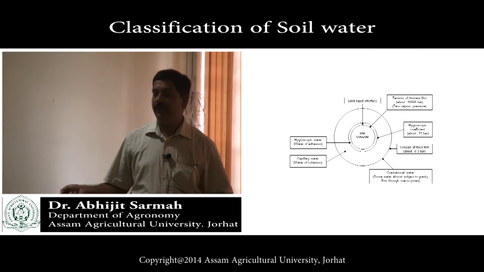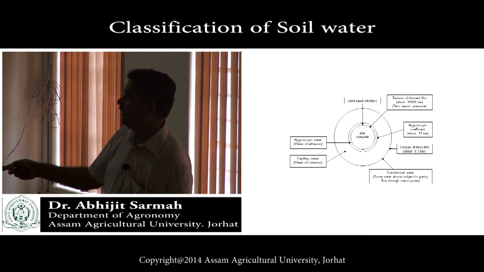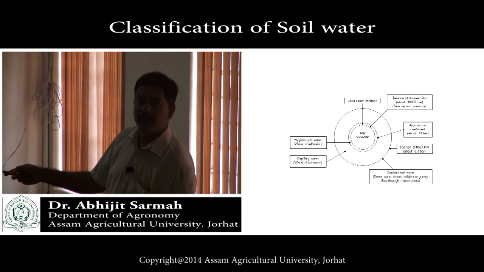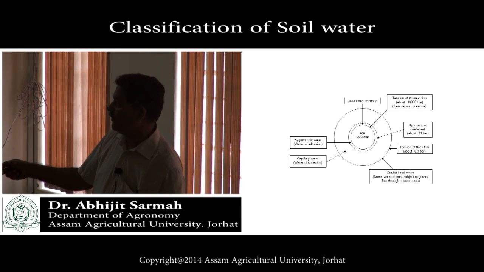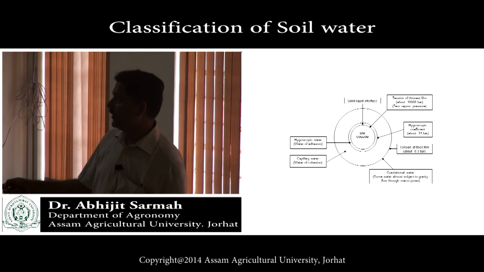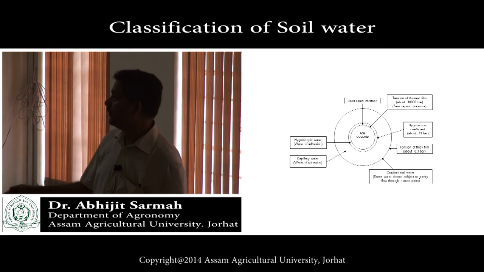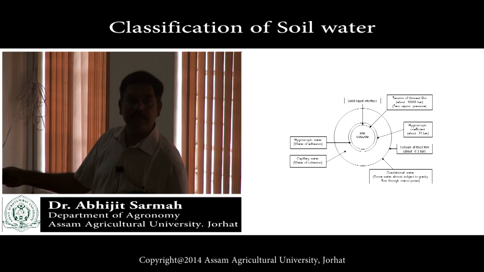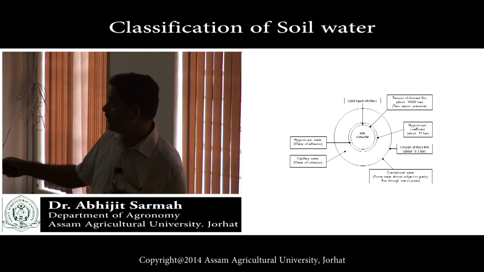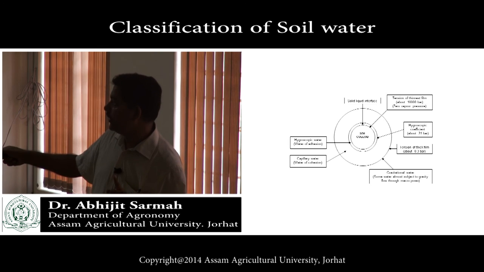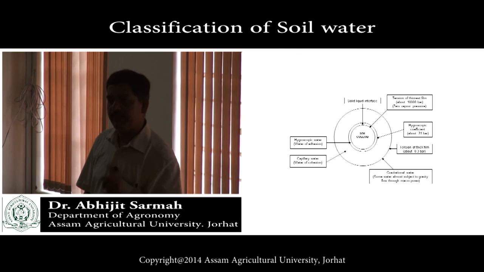The entire thing is given in this diagram. This is the soil particle. Here the water molecules are attracted at a tension of how much? 10,000 bar. Here it is 31 bar. 31 bar is the hygroscopic coefficient. The water molecules between the hygroscopic coefficient and the soil particle are hygroscopic water. Again, here it is held at a tension of minus 0.1 bar to minus 0.3 bar. This water is capillary water. The water beyond this is gravitational water. A part of capillary water will be available to the plant.